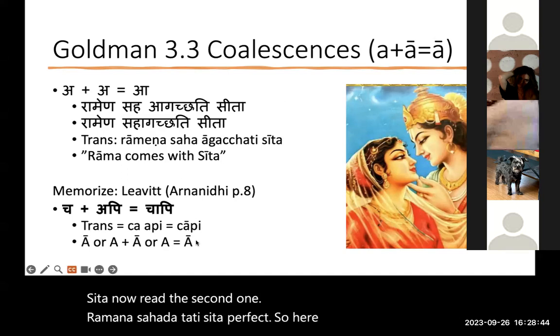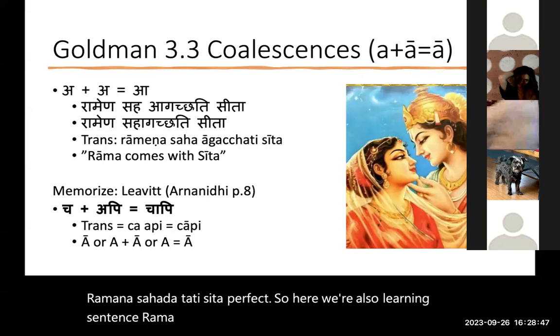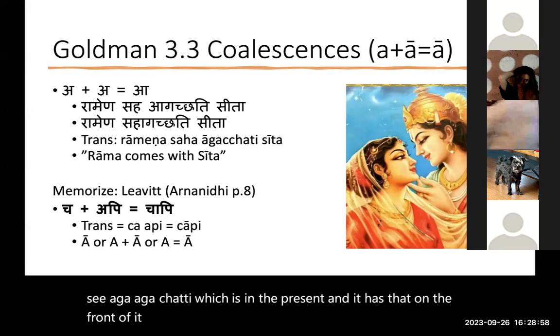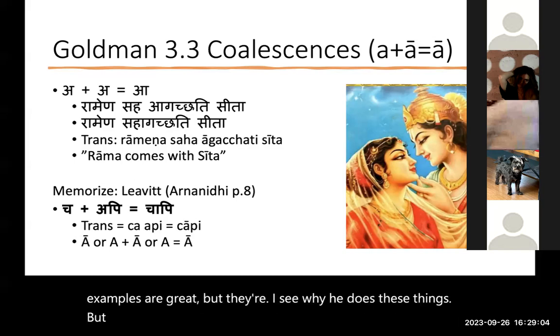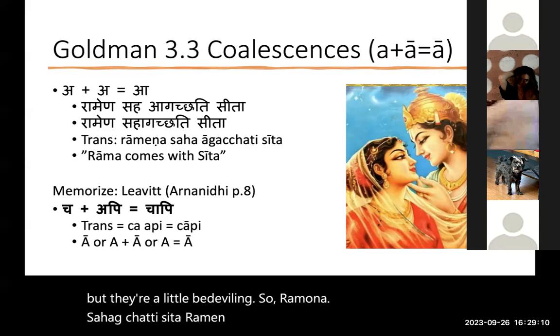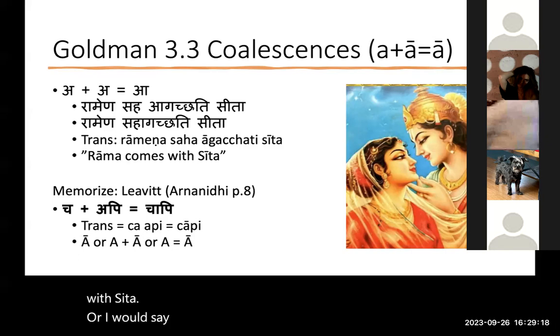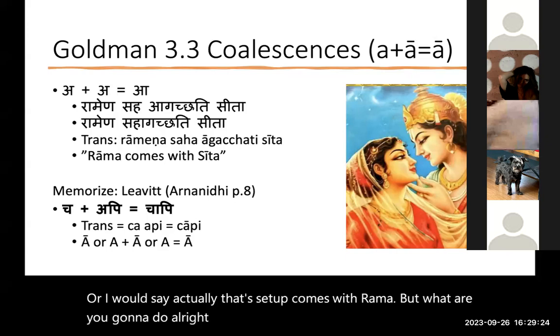So here we're also learning a sentence. Rama, and so you saw agachat in the past, and here you see agachati, which is in the present, and it has that on the front of it. There's a reason for that. You know, Goldman's examples are great, but I see why he does these things, but they're a little bedeviling. So Ramena saha agachati sita. Rama comes with Sita. Or I would say actually that's Sita comes with Rama, but what are you going to do? All right. Ramena saha agachati Sita.